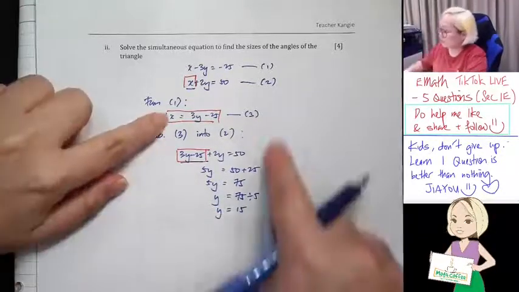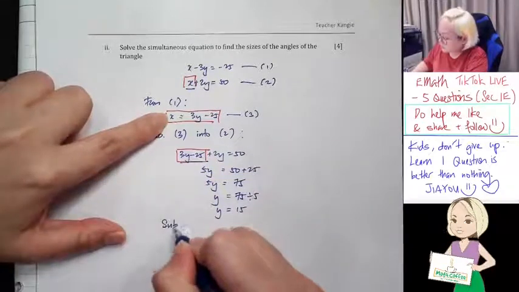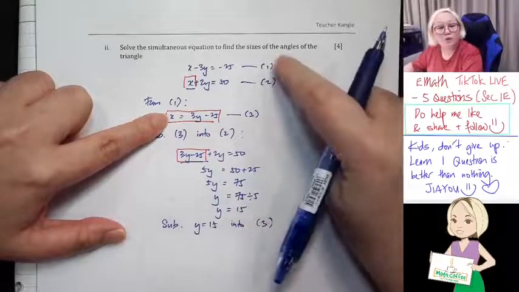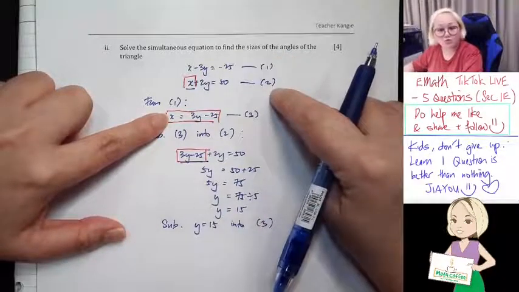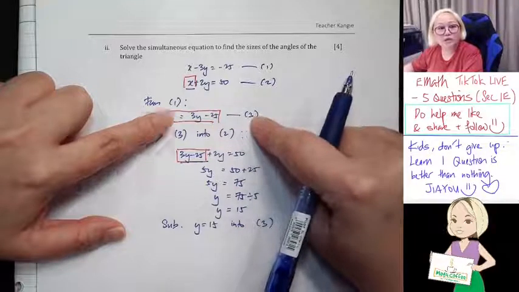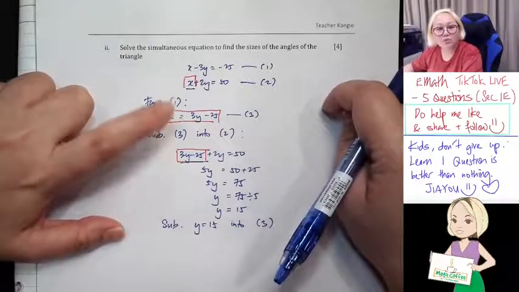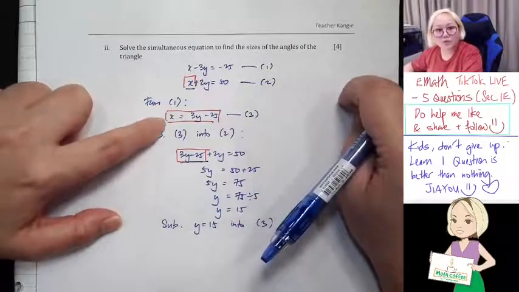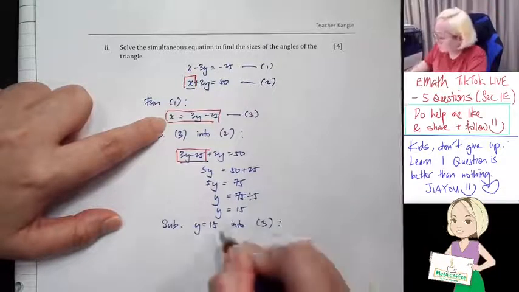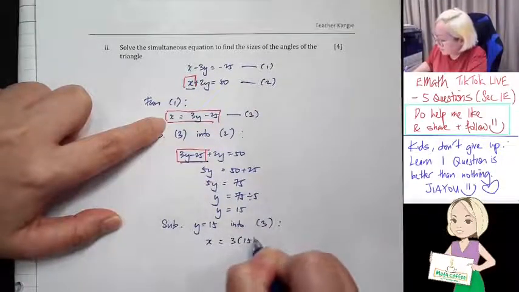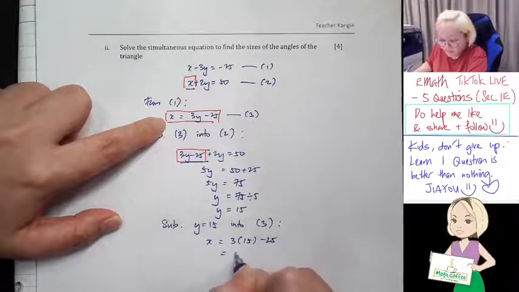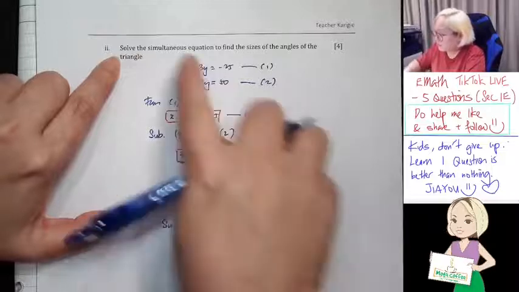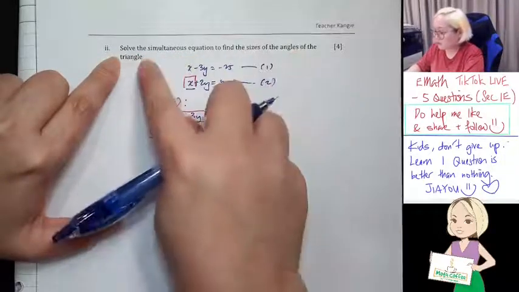So make use of equation 3. Okay, you can say sub y equals to 15 into equation 3. You can also sub into equation 1 or equation 2 and solve for x. But because your equation 3 already has x as the subject, it's easier when you use 3. If you sub into 1 and 2, you still need to bring left, bring right. So I'm going to sub it into 3. So my x is equals to 3y minus 25, and that will give me 20. So don't stop there. I'm not just solving x and y, because they said solve it to find the angles of the triangle.